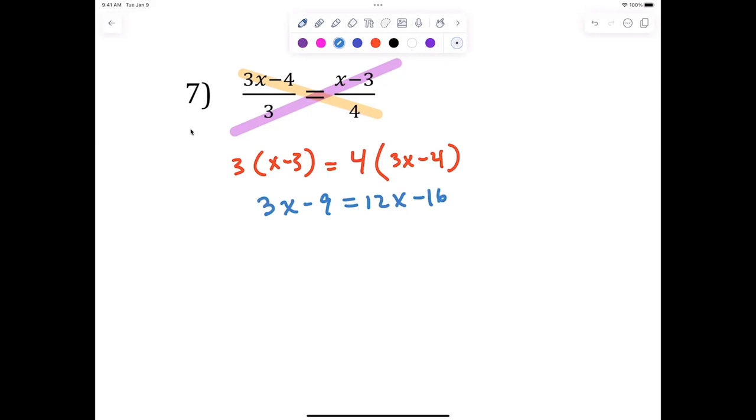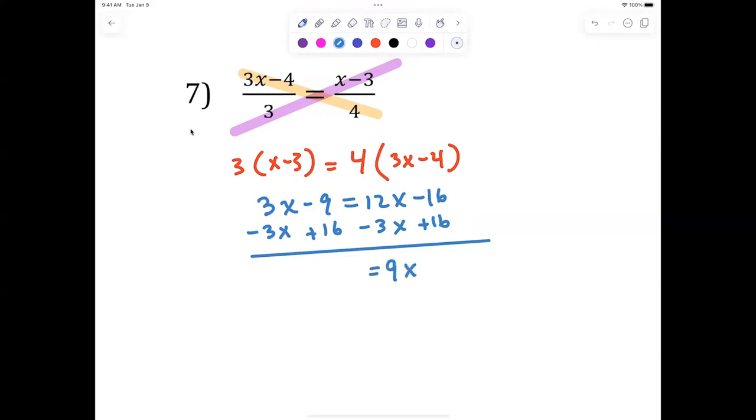Everybody agree with that? Now, notice I'm moving the 3x on the right side and adding 16. I'm doing that because I want my variable to stay what? I want my variable to stay positive. All right, so this becomes 9x equals 7.